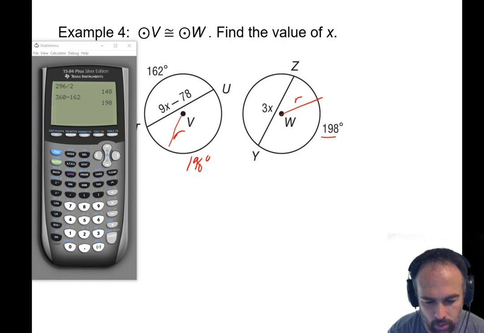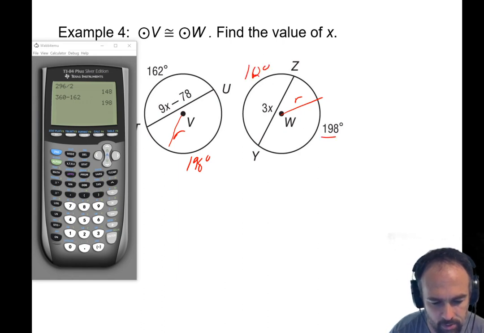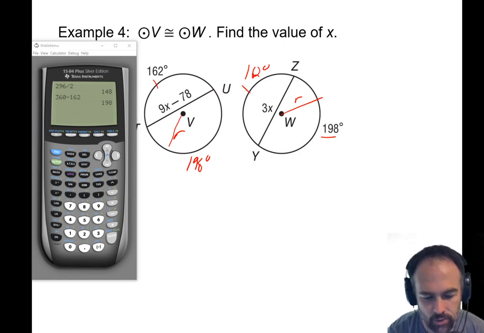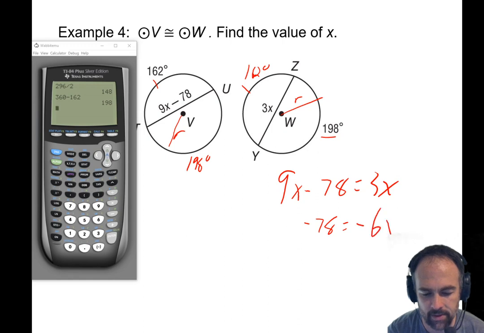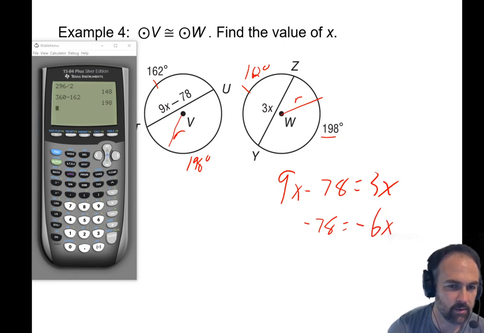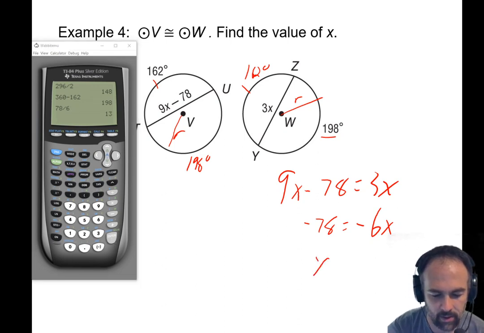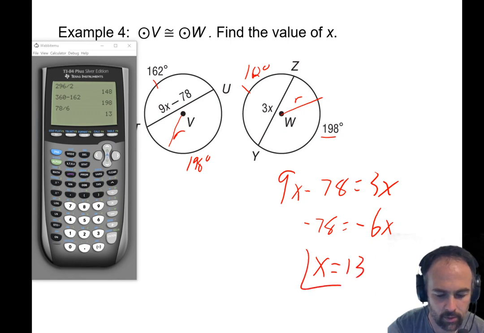Well, if this over here is 198, then this must also be 162 degrees, which means I've got two congruent arcs. Therefore, I have congruent chords. So I can set those two chord lengths equal to each other. 9x minus 78 is equal to 3x. All right, do our solving skills. Subtract 9x, it gives me negative 78 equals negative 6x. Then let's divide through, and once again, my mental math is failing me. 78 divided by 6, and I can get away with no negatives there because the two negatives will cancel out. Gives me x is equal to 13.